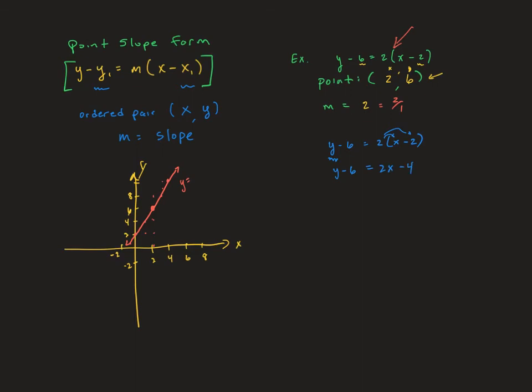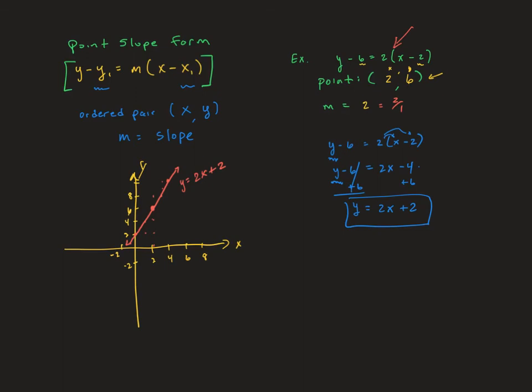Now I'm going to isolate the y right here. So I'm going to add 6 to both sides, and that creates a 0 pair. I'm going to end up with y equals 2x plus 2, because 6 minus 4 is 2. And there you go, there's my equation. So I end up with y equals 2x plus 2. And understanding that y equals 2x plus 2 and y minus 6 equals 2 times x minus 2 are the same line, they're just written in different forms.